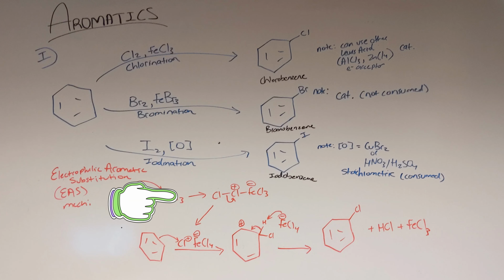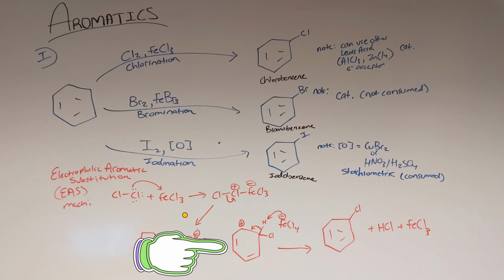After that, step 2 is the attack of the electrophile by the benzene ring. Benzene is a nucleophile. Its pi bonds are electron rich. So the attack is going to happen. You're going to form that. After that, deprotonation will take place. And then you're left with chlorobenzene, HCl, and iron chloride.